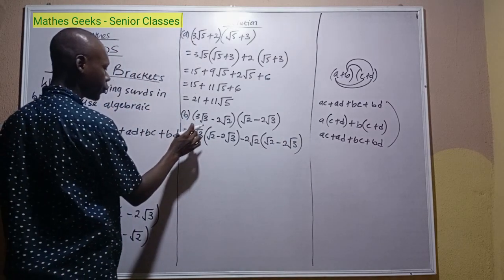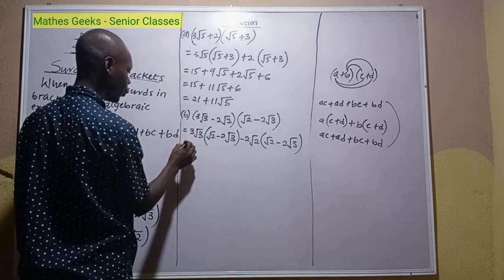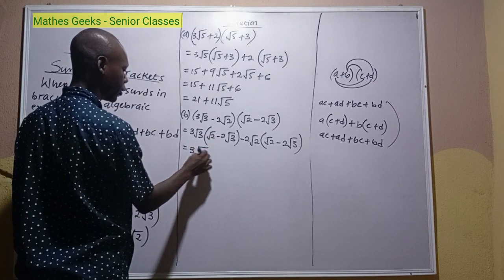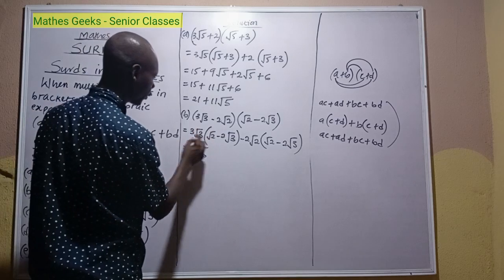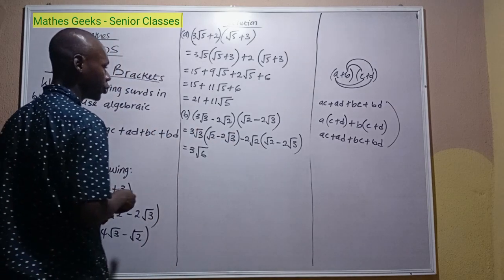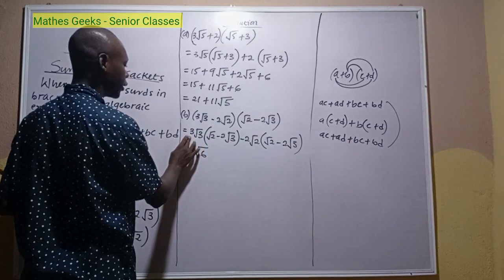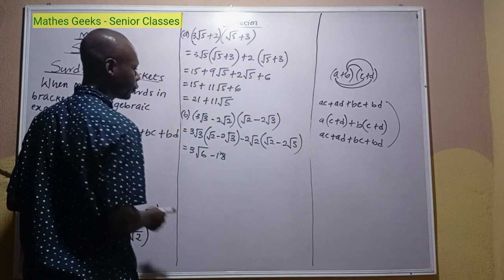Let's multiply. 3 times 1 gives us 3. Root 3 times root 2 will give us root 6. So that will give us 3 root 6. Next one, root 3 times root 3 will give us root 9, and root 9 is equal to 3. Minus 2 times 3 is minus 6. 6 times 3 will give us 18. Minus 18.